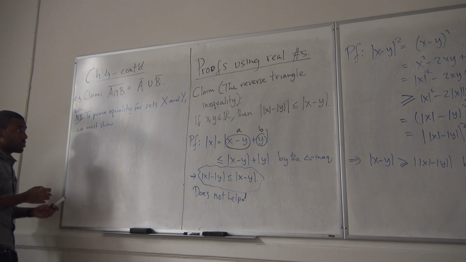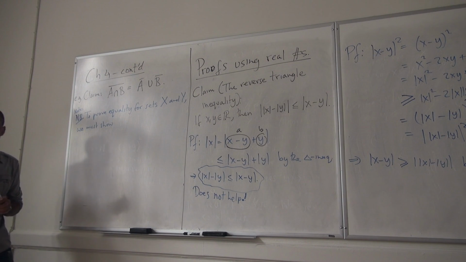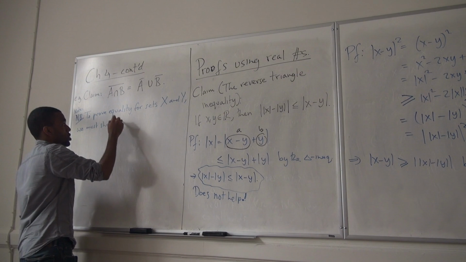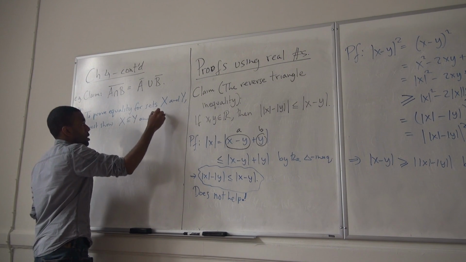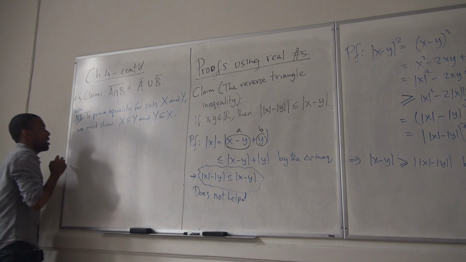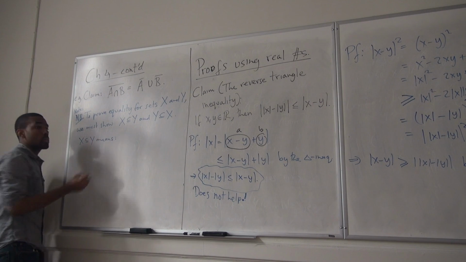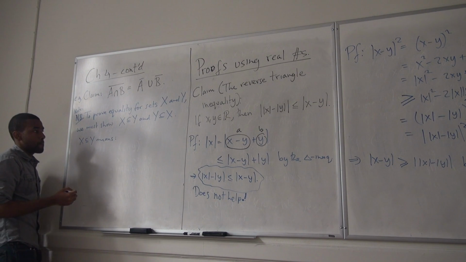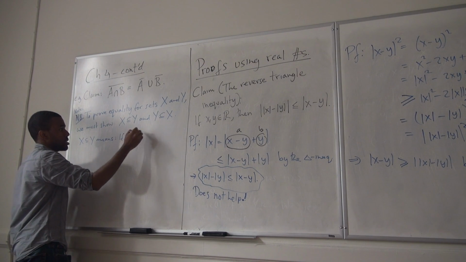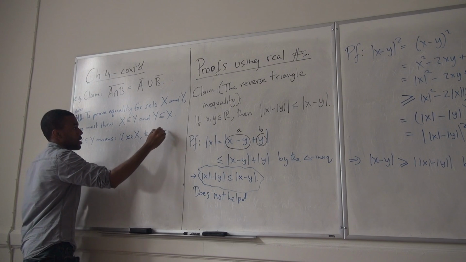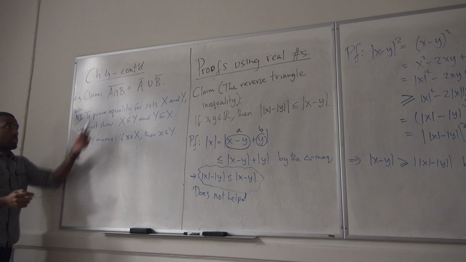What must you show to prove that two sets X and Y are equal? They're subsets of each other. So we must show that X is a subset of Y and Y is a subset of X. And by the way, X is a subset of Y means that if little x is an element of X, then x is in Y. Okay, so with that in mind, how do you prove that?